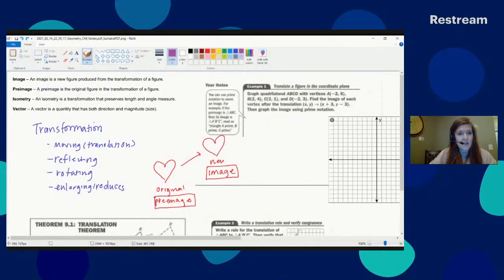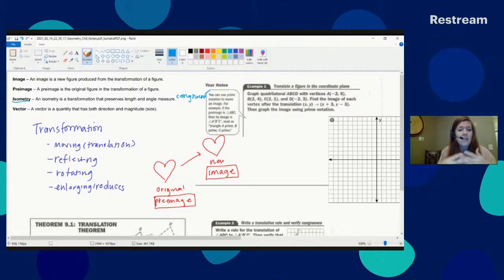An isometry, as you'll see up here, is a transformation that preserves length and angle measure. First of all, did you know there was a word that rhymed with geometry? We've got isometry. Second, an isometry is a transformation that preserves length and angle measure. It's kind of like saying it's going to be congruent, because if two different shapes have the same lengths and angle measures, we call them congruent. But since we're talking about transformations, we don't necessarily use the word congruent. We say that it has isometry.